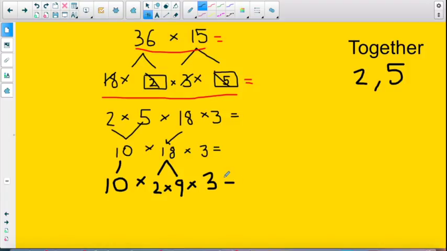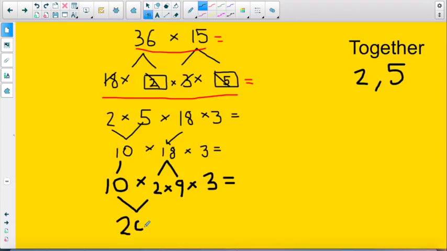We'll see how that goes. That might make it a bit easier. Well, it does make it a bit simpler, because this becomes 10 times 2. 10 times 2 becomes 20, doesn't it? So now it's 20 times 9 times 3.